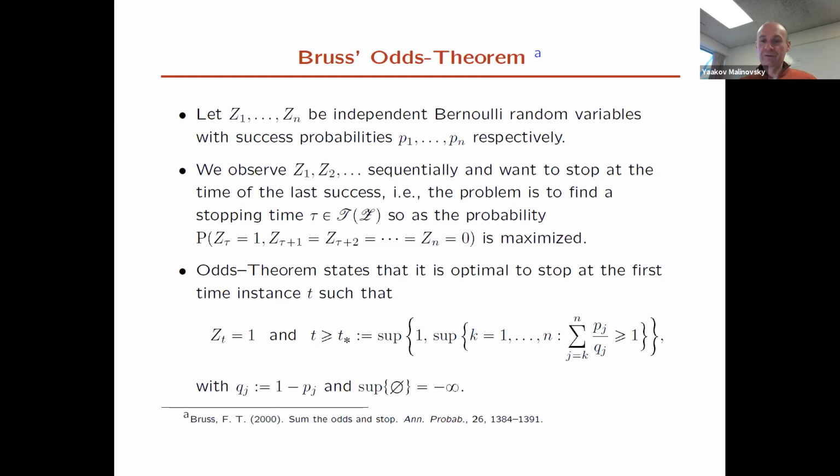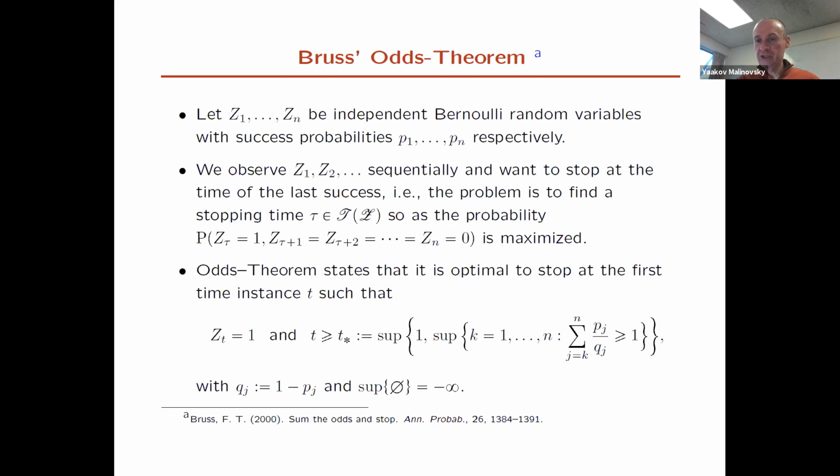Thank you. So coming back to the full information problem, Bruss's theorem, published in the Annals of Probability. Bruss tried to maximize the probability of stopping with the last success, and he found an optimal rule, which has a sum of odds. You stop the first time when Zt equals 1 and the sum of odds crosses 1, if it exists. Otherwise, you stop the first time Zt equals 1. And he found the optimal value.